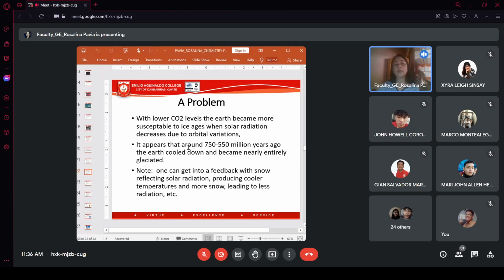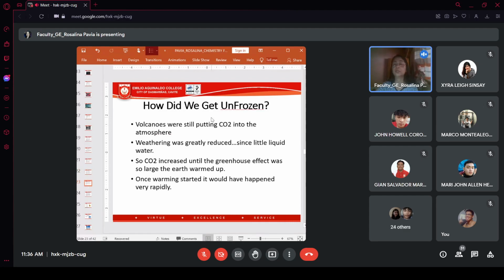It appears that around 750 to 550 million years ago, Earth cooled down and became nearly entirely glaciated. Parang natakpan siya talaga ng snow before. And take note that one can get into a feedback with snow reflecting solar radiation, producing cooler temperatures and more snow, leading to less radiation. So how did we get unfrozen?